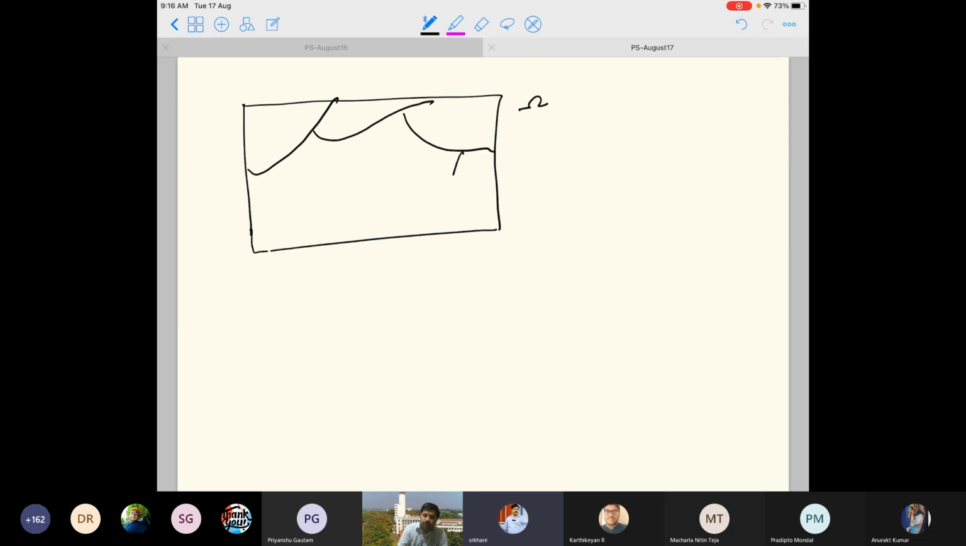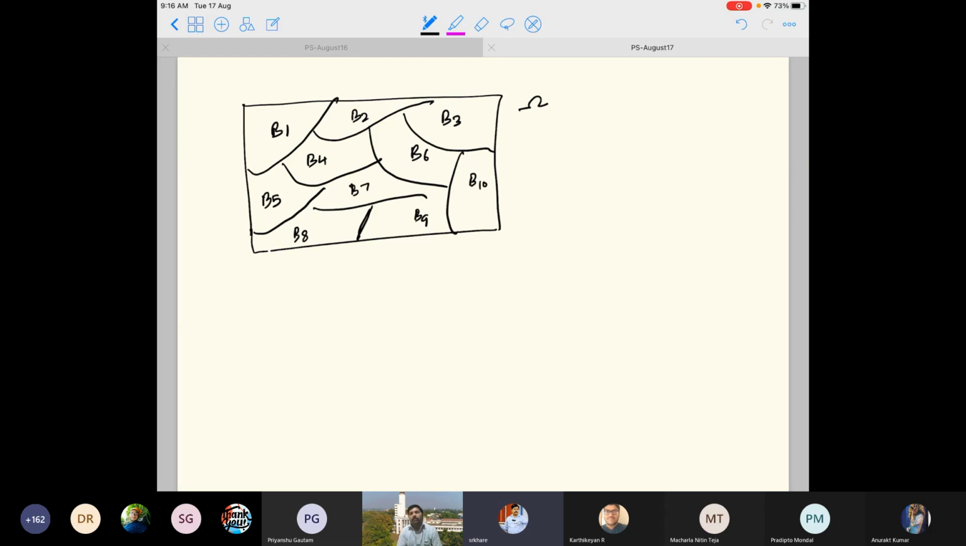It's like splitting it over the Venn diagram. Correct, splitting the Venn diagram. So in the Venn diagram, what is happening? This is your omega. And suppose these are the subsets, B1, B2, B3, and so on and so forth. So this subset is B1, this subset is B2, this is B3, this is B4, B5, B6, B7, B8, B9, and B10. So suppose I have n equal to 10.